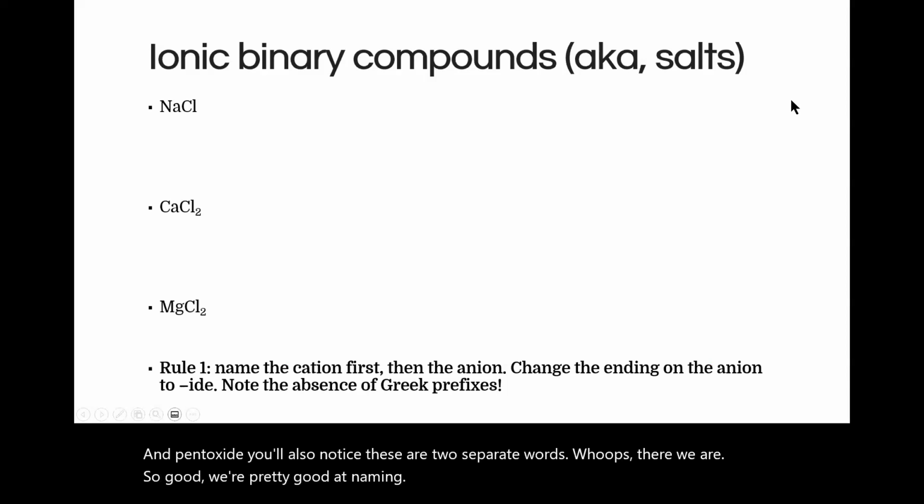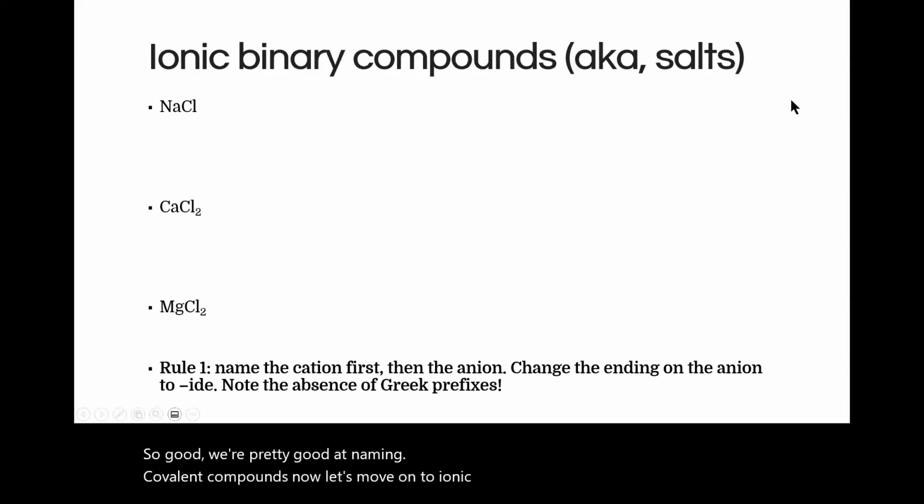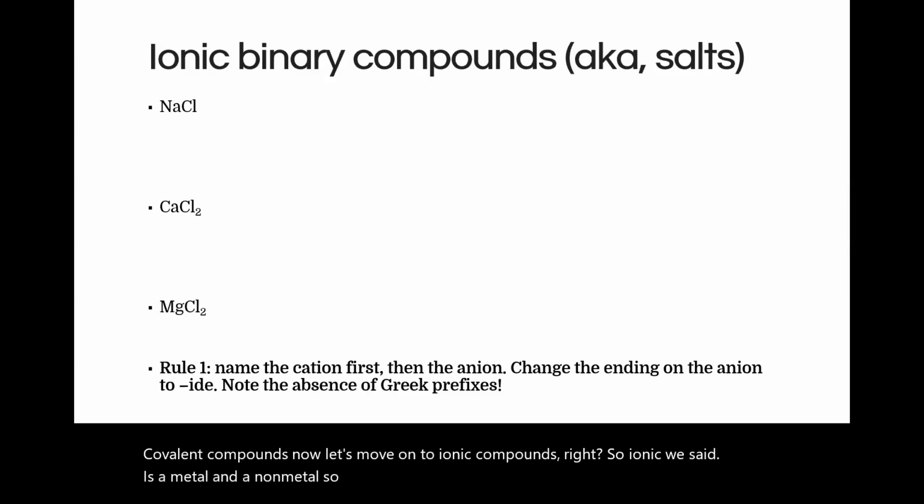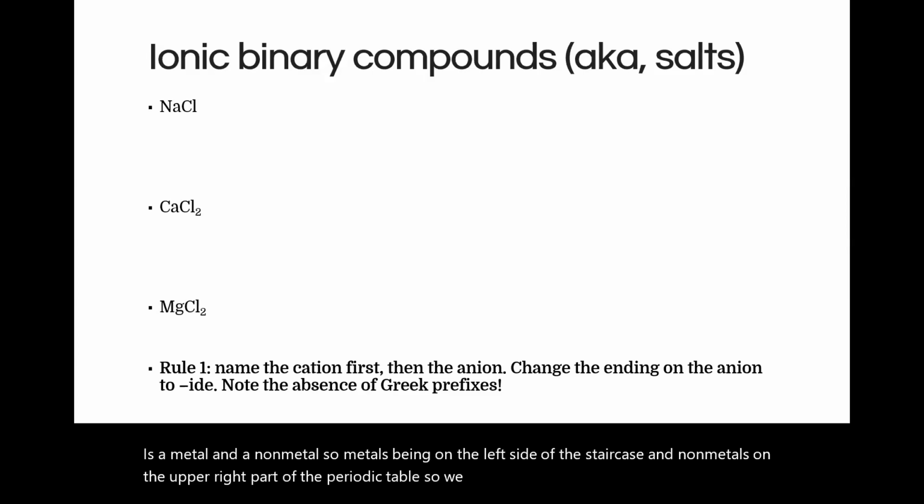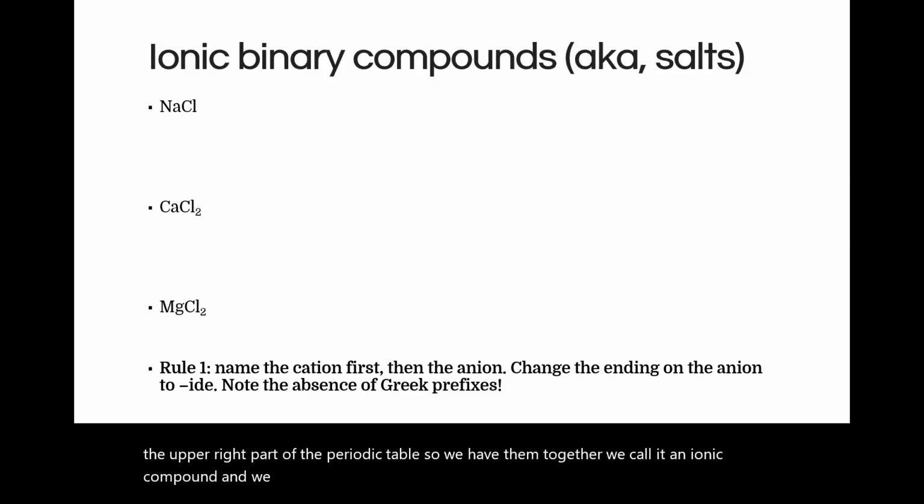Now let's move on to ionic compounds, right? So ionic, we said, is a metal and a non-metal. So metals being on the left side of the staircase and non-metals on the upper right part of the periodic table. So when we have them together, we call it an ionic compound, and we have a different way to name them. Anyone know the formal name of the first thing here?